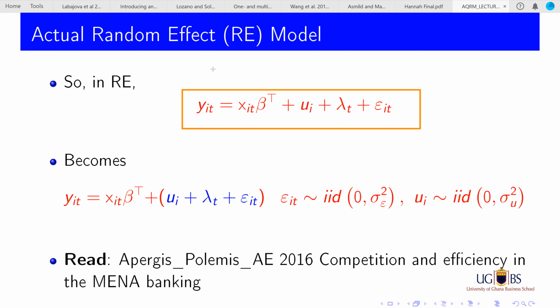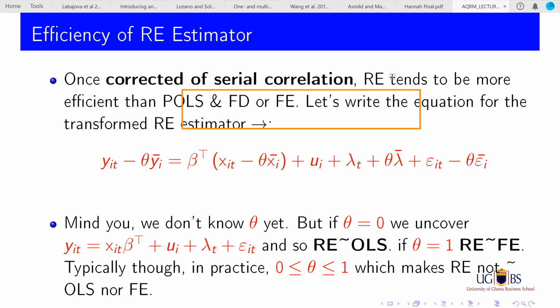However, there is something small. Is the random effect estimator sufficiently efficient? Is it efficient? Does it have a high convergence? Well, once you have corrected for the serial correlation, the random effect will be more efficient than the pooled OLS and the fixed effect. Once you've corrected for the serial correlation, how do you write this?